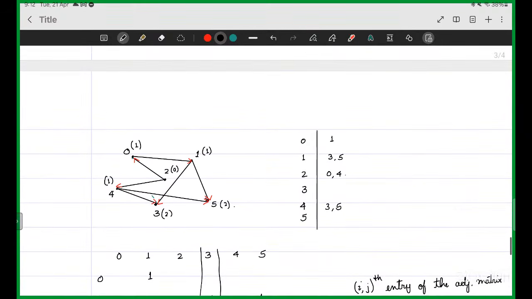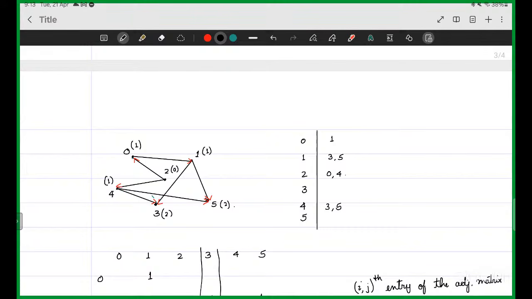But how do you write an adjacency list? You just write, against 0, what are all the vertices that start at 0. So you write the endpoints of the edges starting from 0. In this graph, there is only one edge which is going out of 0, and it is going to 1.